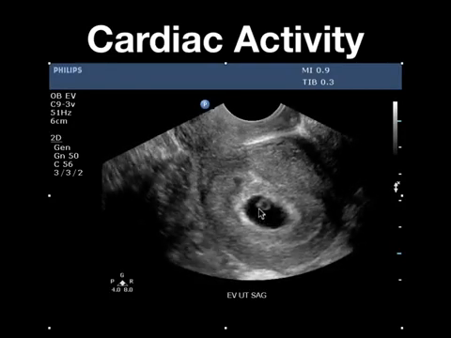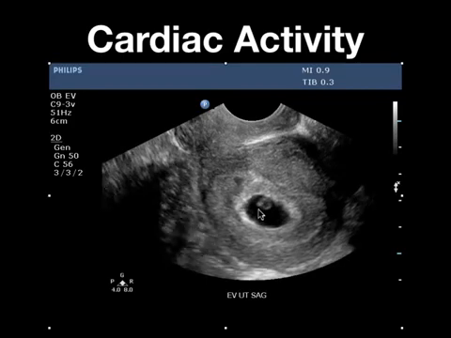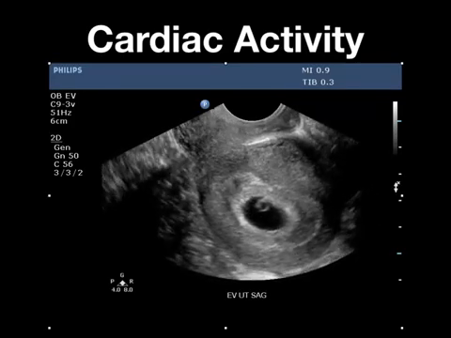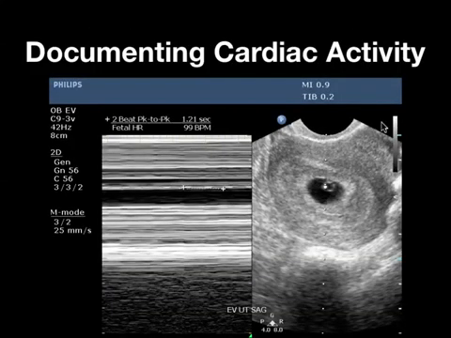But here, take a look at this closely. You can see the flicker here in this very, very tiny 2.3 millimeter embryo. To document cardiac activity on a static image, you're going to use M mode. Here we've got a split screen image. This is the two-dimensional image. This is the M mode image here.